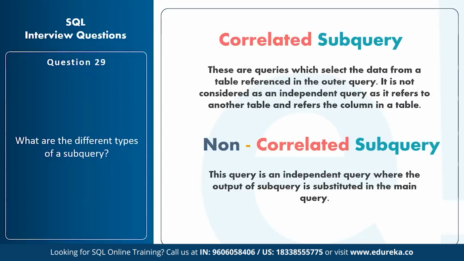You'll have to understand the difference between both of them. If you do not understand by definition, you can definitely go and execute the commands, write the 2 different types of queries in your SQL, and you'll get to know what I'm talking about. Basically, in a non-correlated subquery, the output of the subquery will be substituted into the main query, and in a correlated subquery, the queries select the data from a reference table in the outer query.